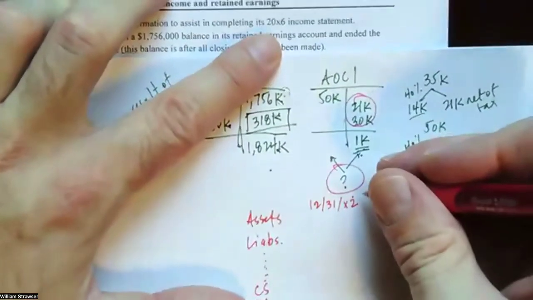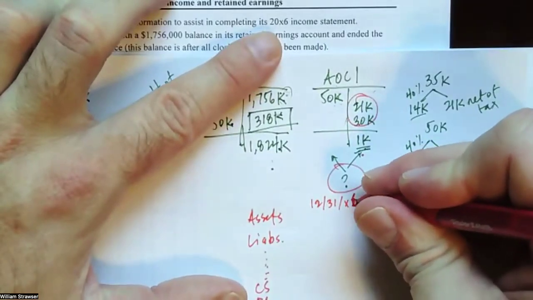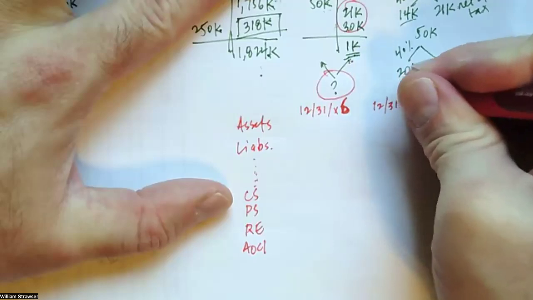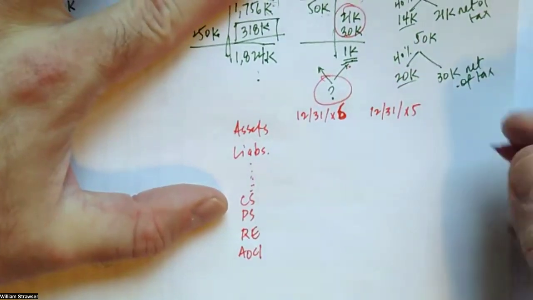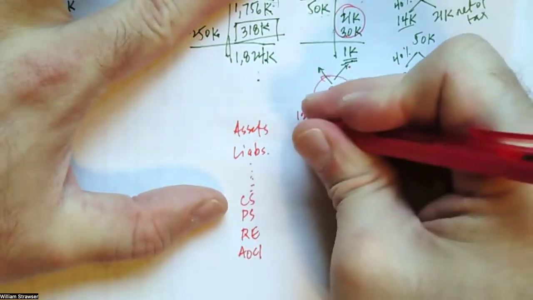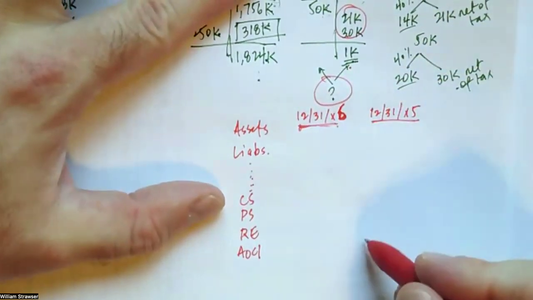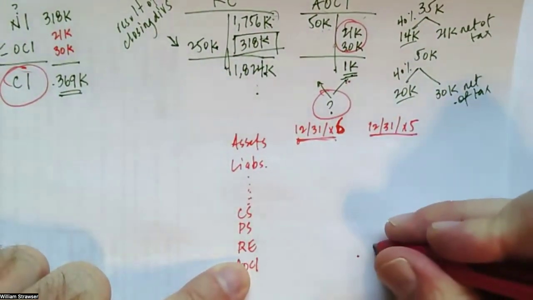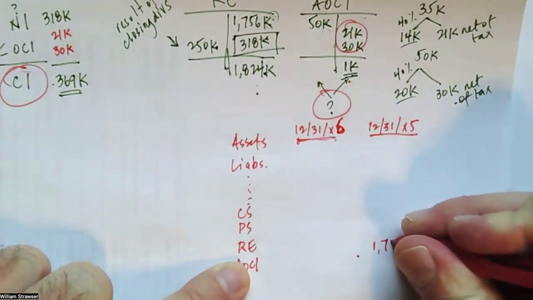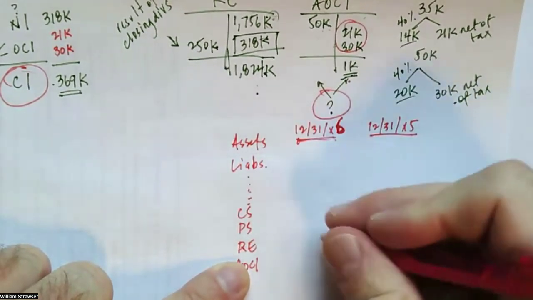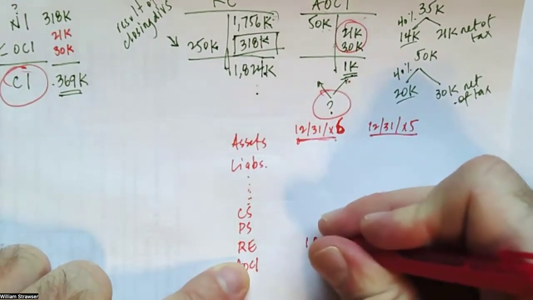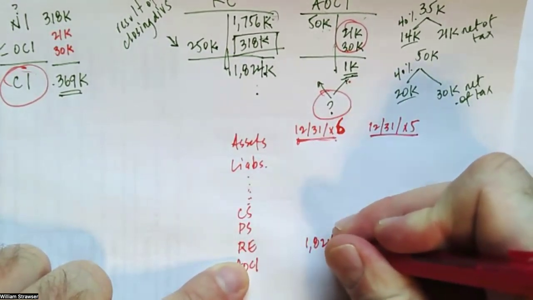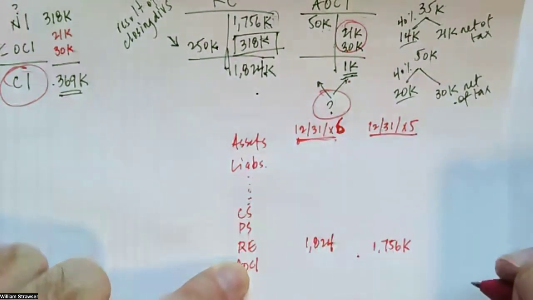I'll stick with the date in the problem. It's actually the X6 income statement, so this is 1231 X6. And then the prior balance was X5. I don't give you information about any of this except for these two. The retained earnings balance, the beginning, would have been the ending balance of the prior year. And now we have a new ending balance after closing entries in the year 20X6.